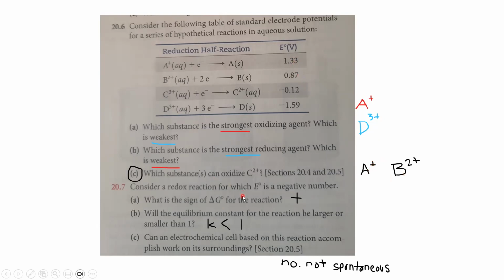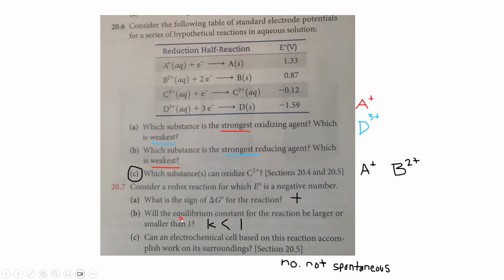And then finally with the last one, this is more just a conceptual question, thinking about spontaneity as it applies to E and delta G. But we have a redox reaction that has a negative cell potential. So when we think about what that means for the sign of delta G, that means delta G is going to be positive. Remember, delta G is going to be equal to negative NFE. So N being the moles, F being Faraday's constant, E being the cell potential. So E and G have the opposite signs there. So if cell potential is negative, free energy change has to be positive.